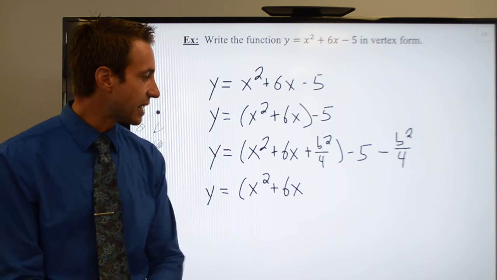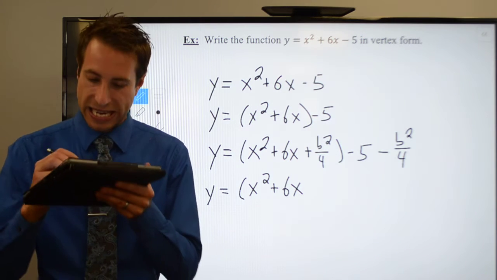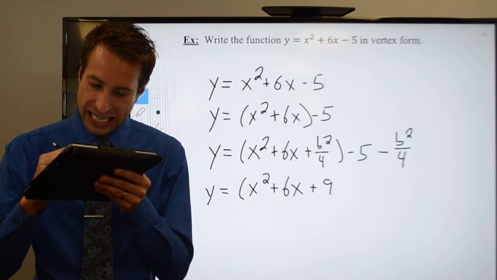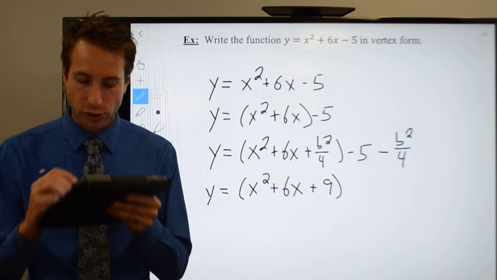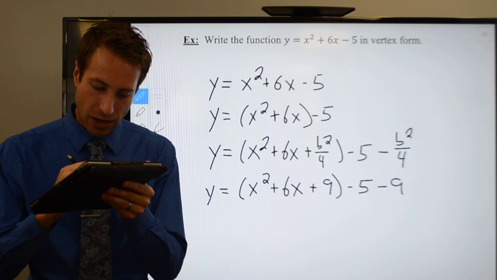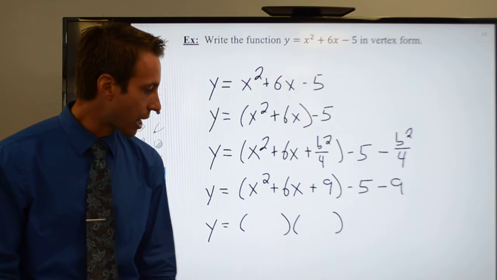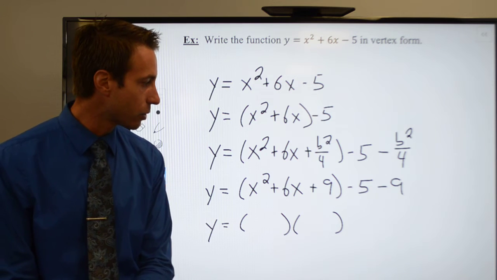Well, my b is a 6. 6 squared is 36, and 36 divided by 4 would be 9. So I will add 9 inside the parentheses to complete the square. But because I added 9 inside, I'm going to subtract 9 on the outside. This is now a perfect square trinomial, which I will write as two binomials.